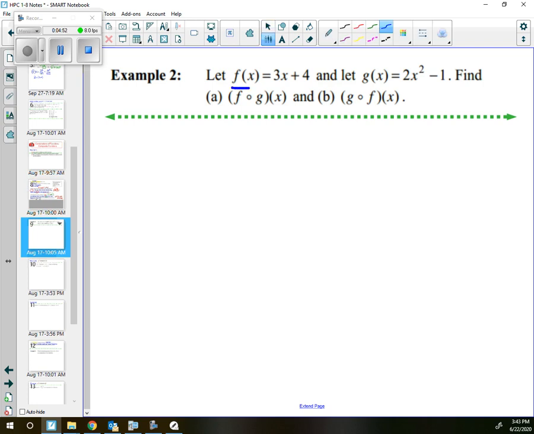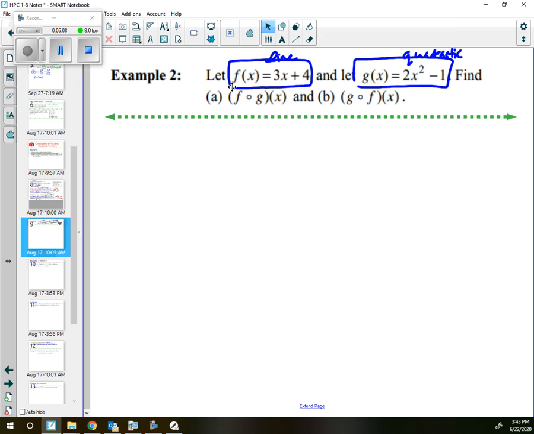All right, so here are my two functions that we're going to work with in example 2, f of x and g of x. f of x is a linear equation, so this is a line, degree 1, and g of x is degree 2, which means a parabola, or a quadratic. So for g of x, we're composing with a quadratic. First we're going to find f composed with g of x, and then g composed with f. Then we'll compare the results and see what happens.